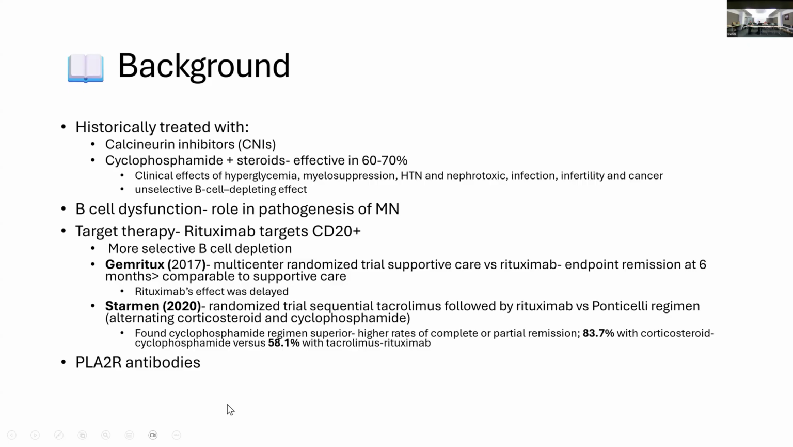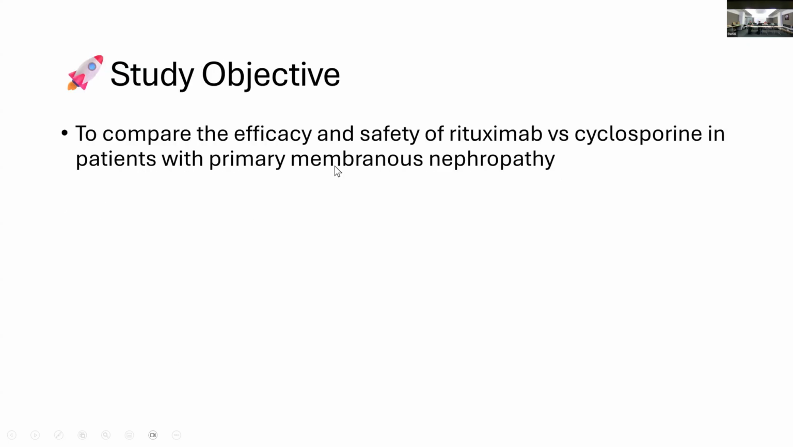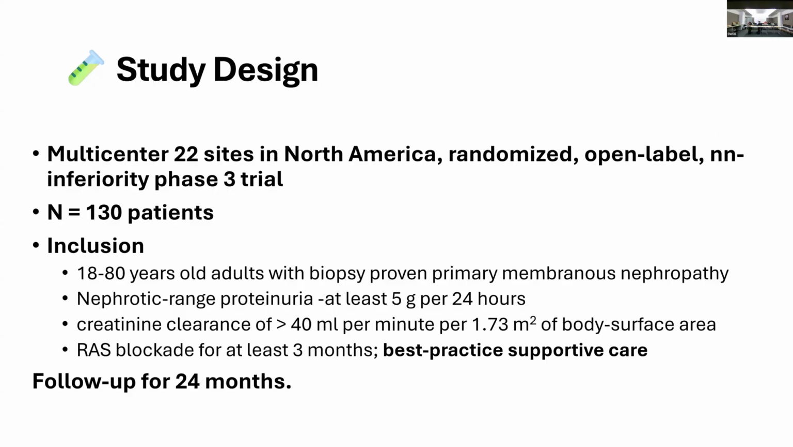And so in this study, they looked at the efficacy and safety of rituximab versus cyclosporin in patients with membranous nephropathy. In this study, they looked at 130 patients, and it's a multi-center, 22 sites in North America. It was randomized. It's hard to do closed label when one is an infusion and one is oral meds, so you can't really blind that. So it's open label. It's a non-inferiority trial.